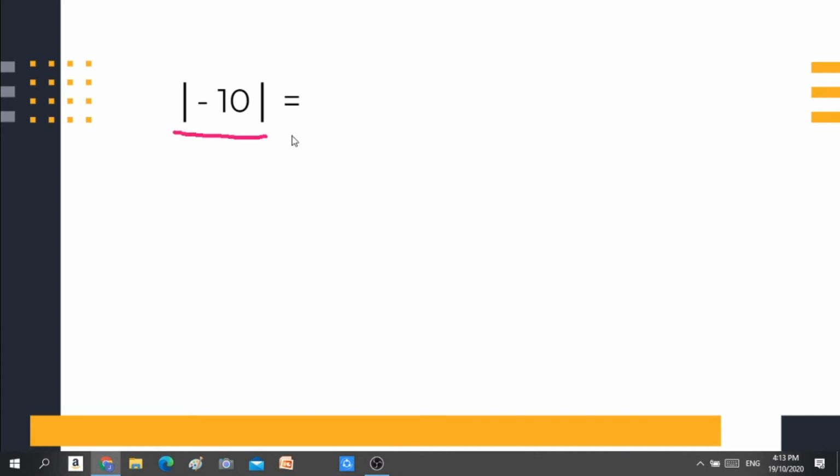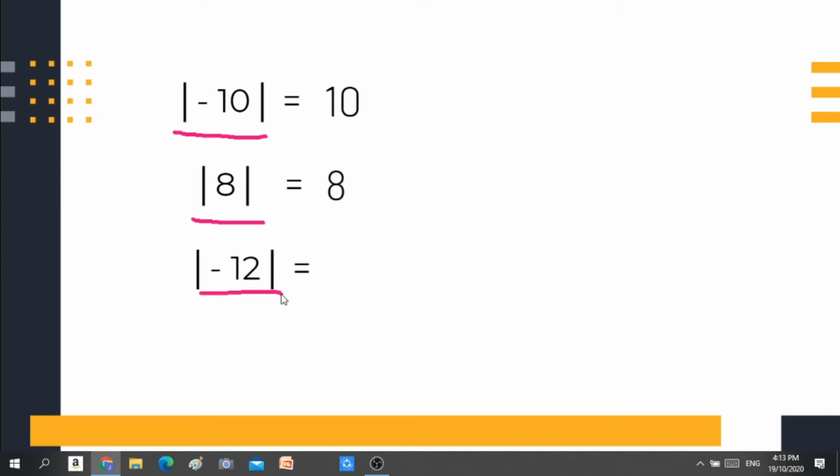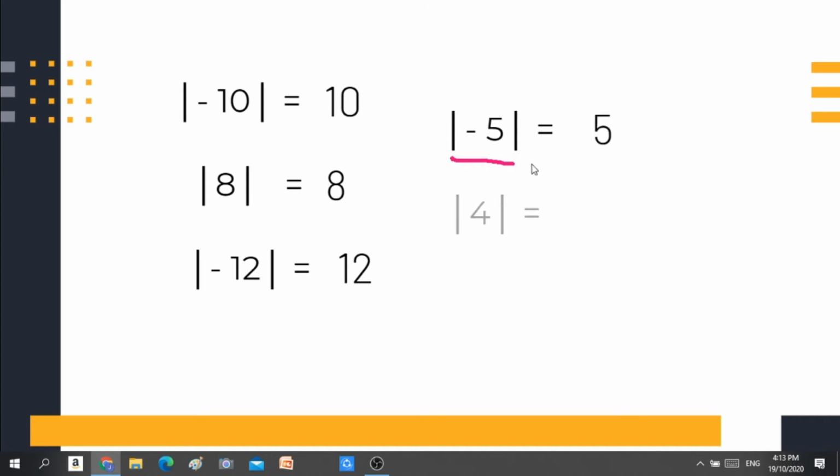Lagi yang positive, so that is positive 10. Next, what's the absolute value of 8? Positive 8. So that is positive 8. What's the absolute value of negative 12? That is positive 12. What's the absolute value of negative 5? That is positive 5. And the absolute value of positive 4, we have positive 4. Ang dali, di ba? So that's absolute value. Always positive.